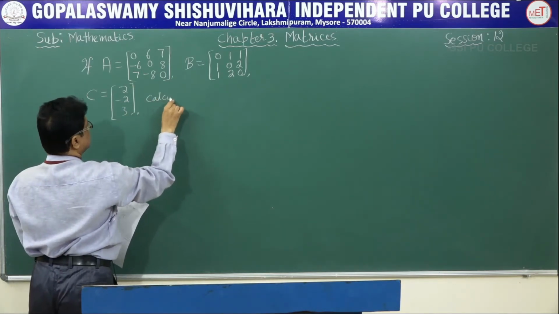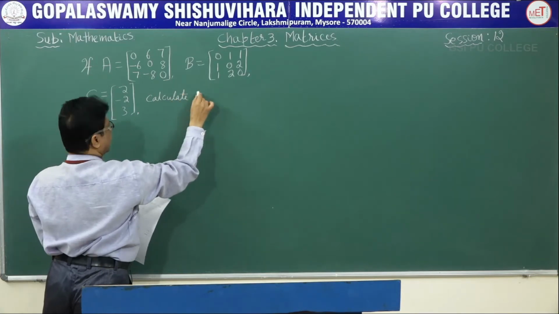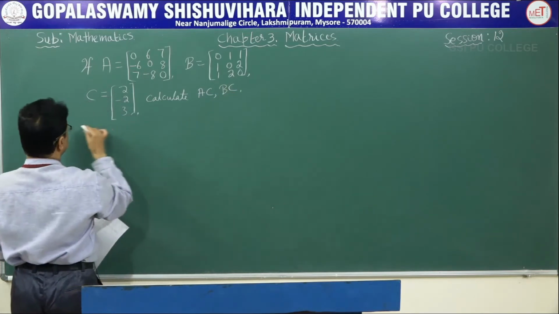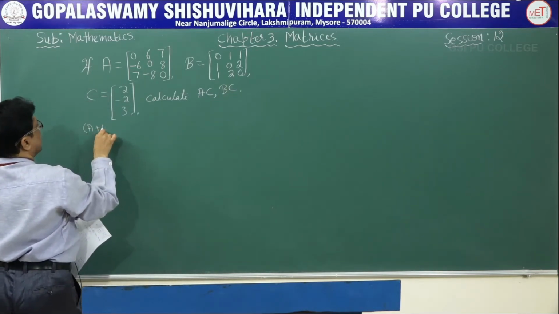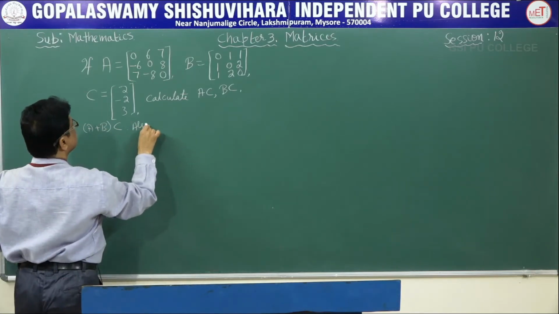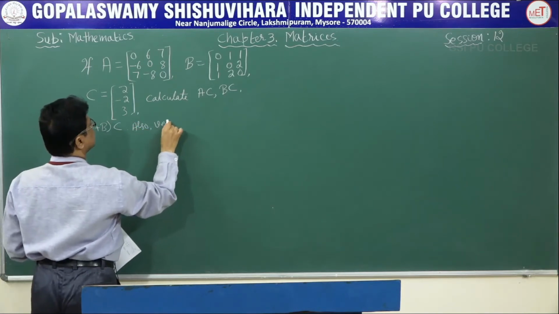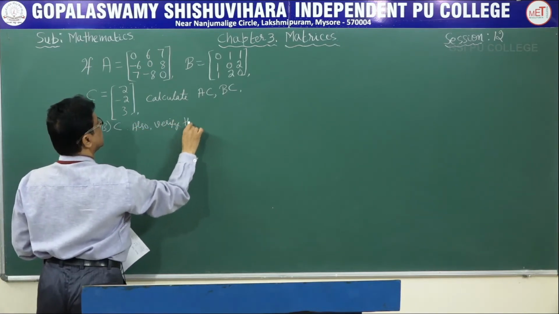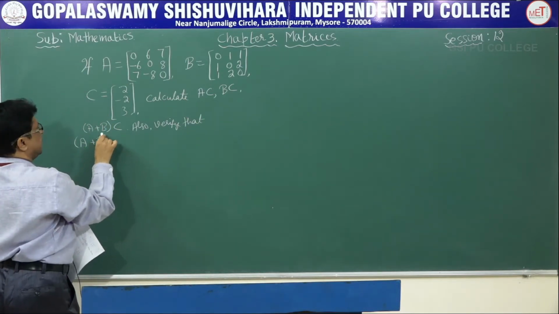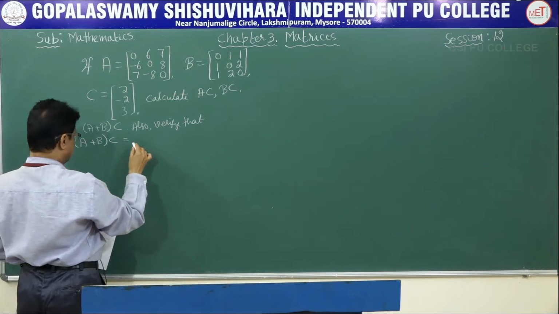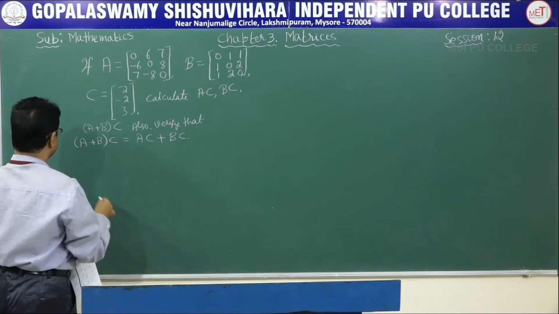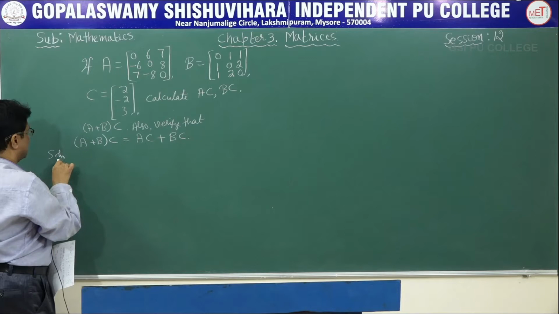Calculate AC, BC, (A plus B) into C. Also, verify that (A plus B) into C will be equal to AC plus BC. So let us solve this problem.